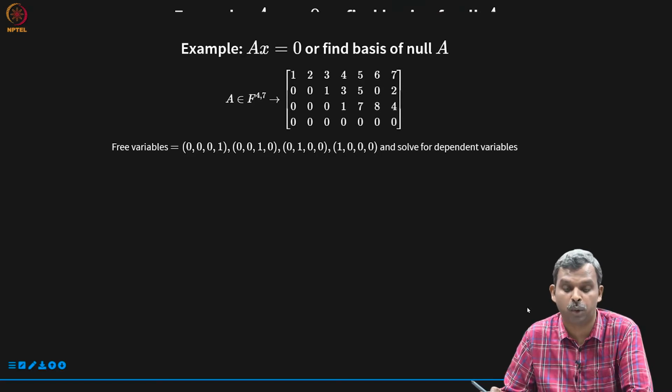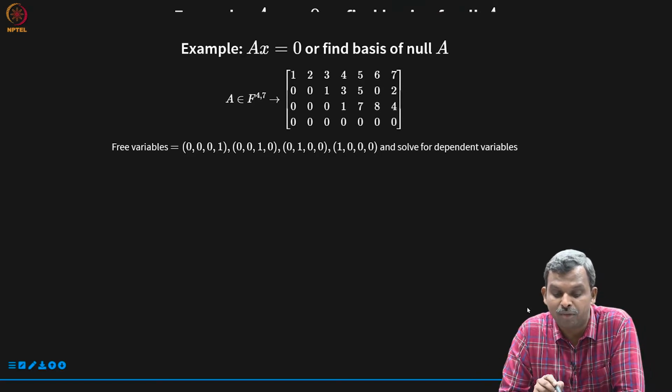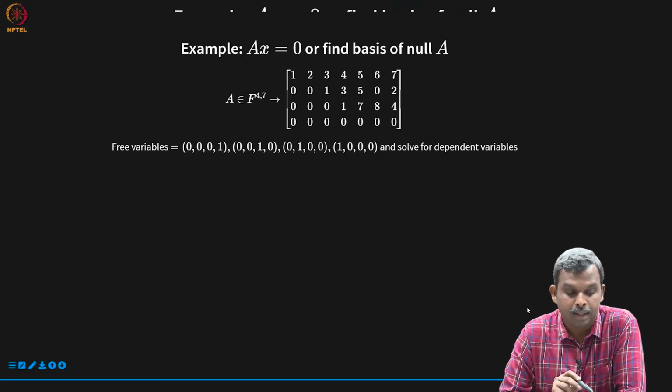Here is how you do it. Okay. So once again I have this reduced form for the matrix. I have identified my free variables. I know what my free variables are. I have to assume some values for the free variables. What values do I assume? You assume values like the standard basis.